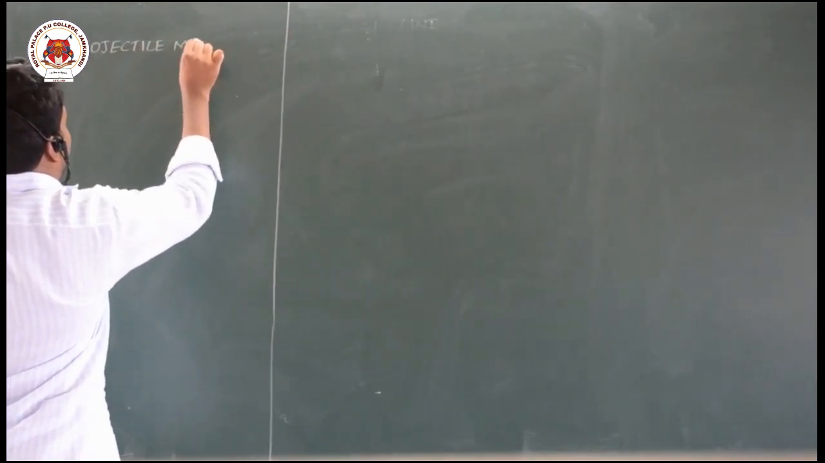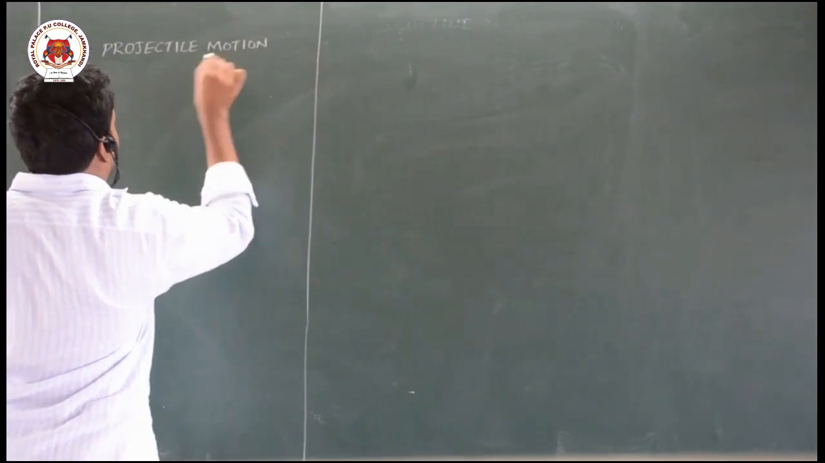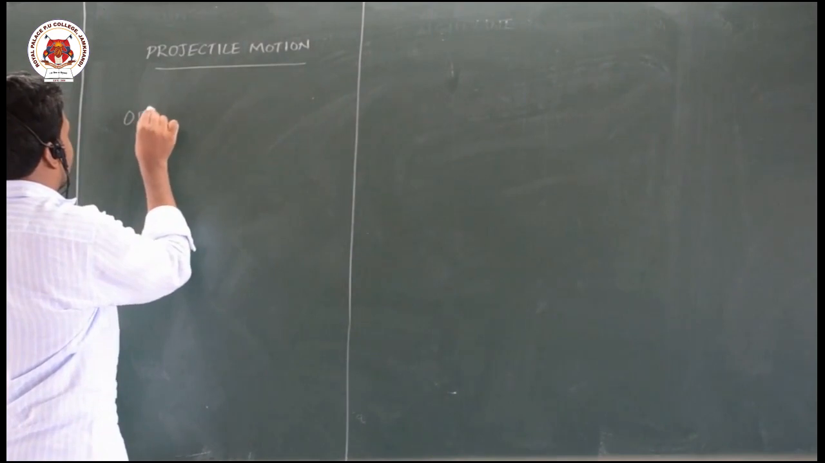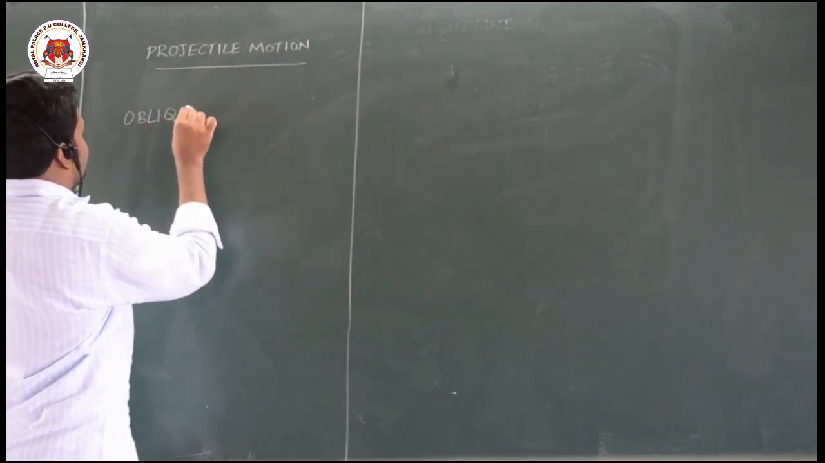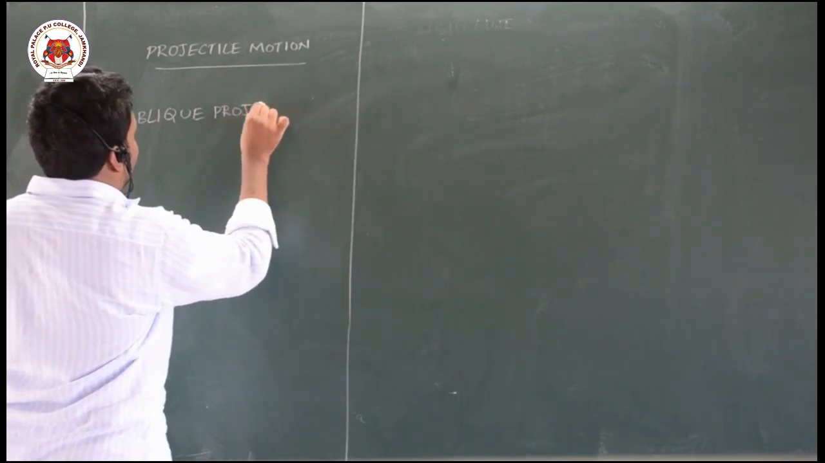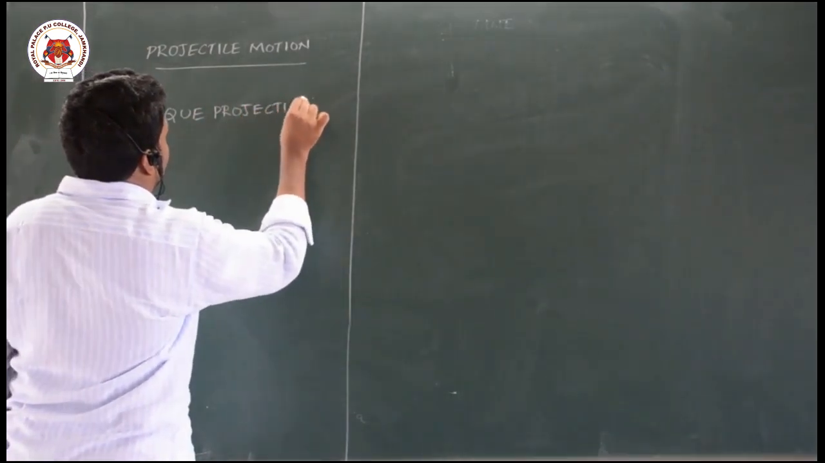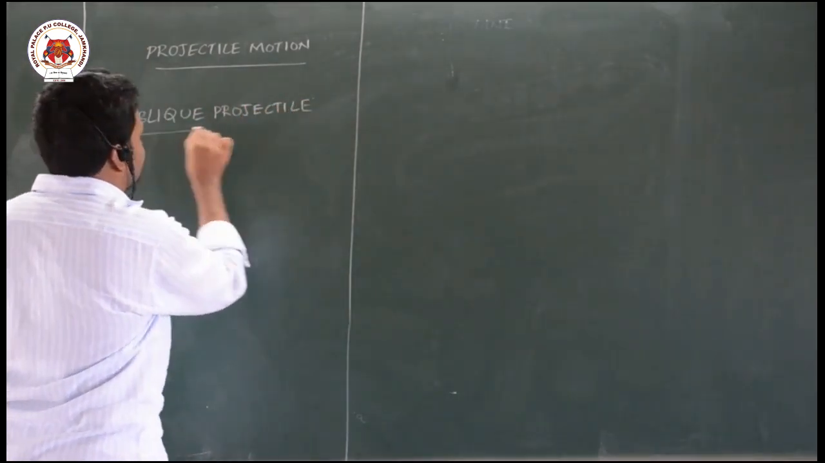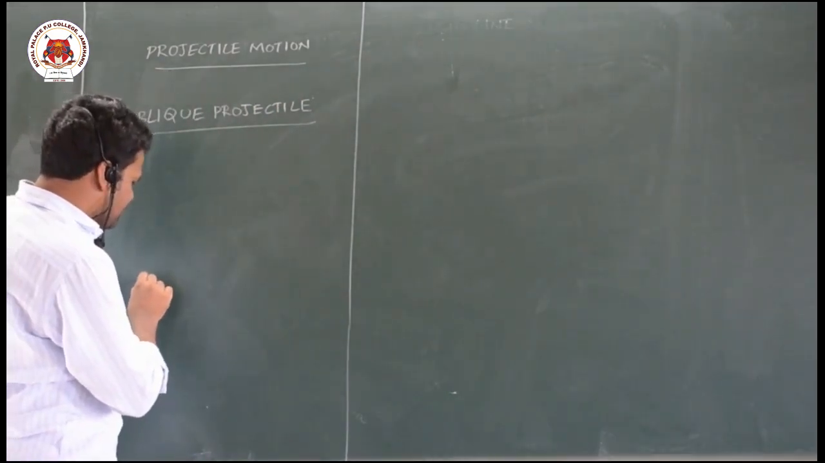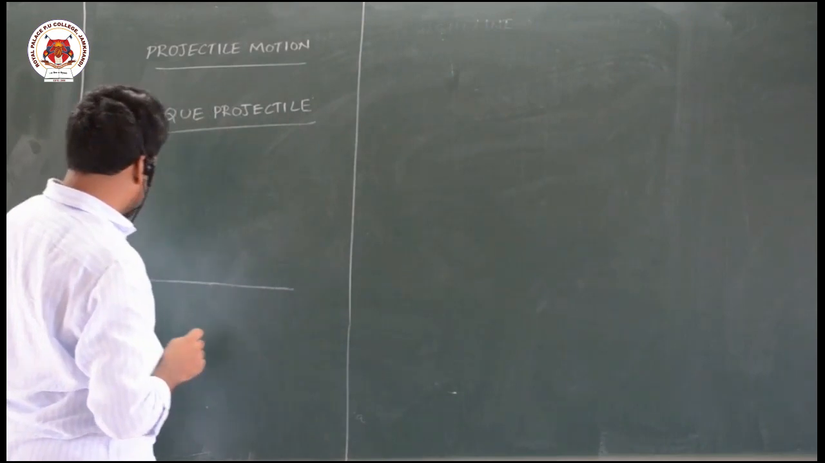In projectile motion, you have two types of projectiles. One is the oblique projectile, the other one is the horizontal projectile. First let us discuss the oblique projectile. What is a projectile? You already know.